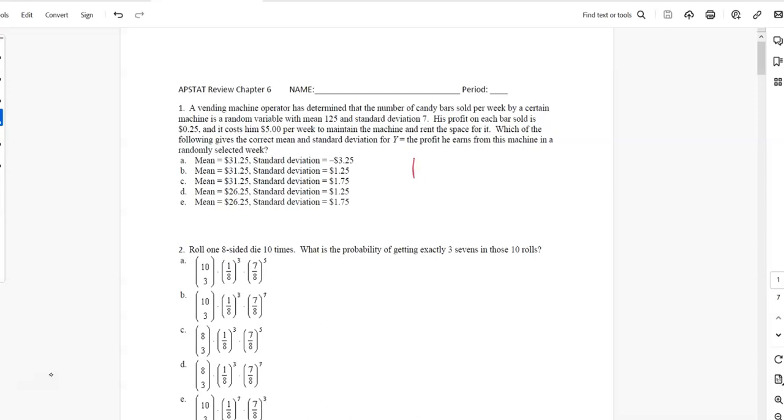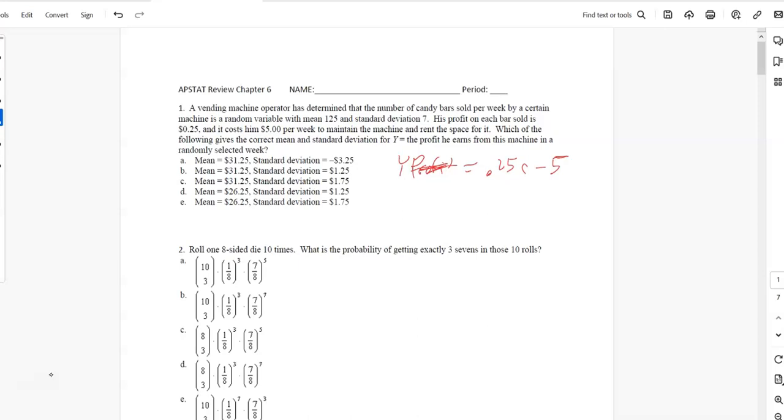So his profit is going to be 0.25 times the number of candy bars sold. And then you have to subtract $5 because that's going to take away from the cost. $5 is subtracted no matter what. No matter how many bars you sell, you have a cost of $5. Which of the following gives the correct mean and standard deviation for Y, which is the profit, in a selected week?